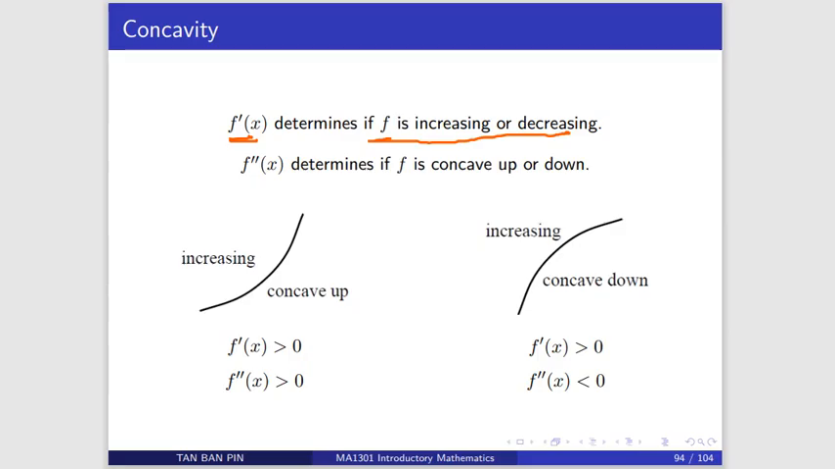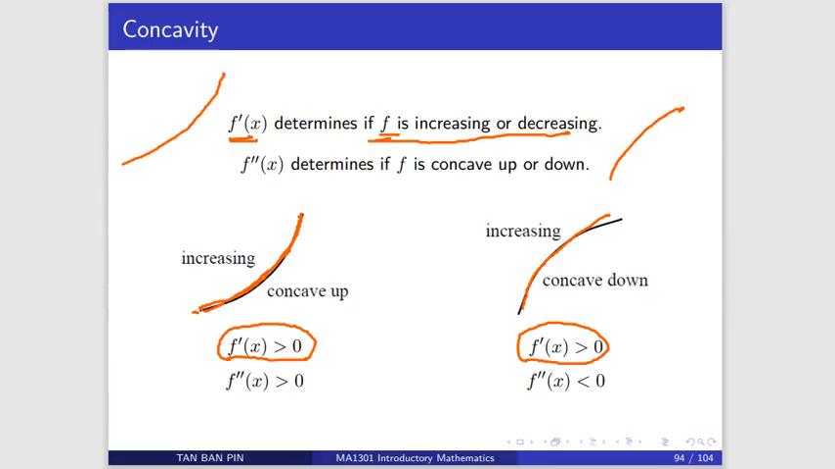If f prime is positive, you must have increasing f. If f prime is negative, you must have decreasing f. So if f prime is positive, it tells you f is increasing. It can be curving this way, or it can be curving down the other way. Both have f prime positive. If f prime is positive, you only know that the graph is going up when you go from left to right. But it can be curving up, it can be curving down. And then the second derivative will decide if it is curving up or down.